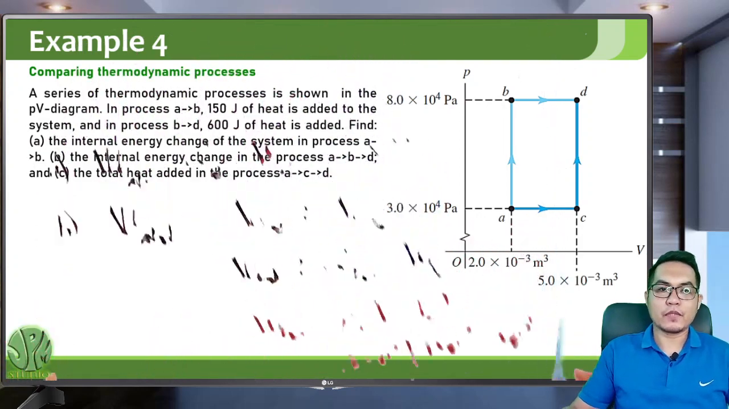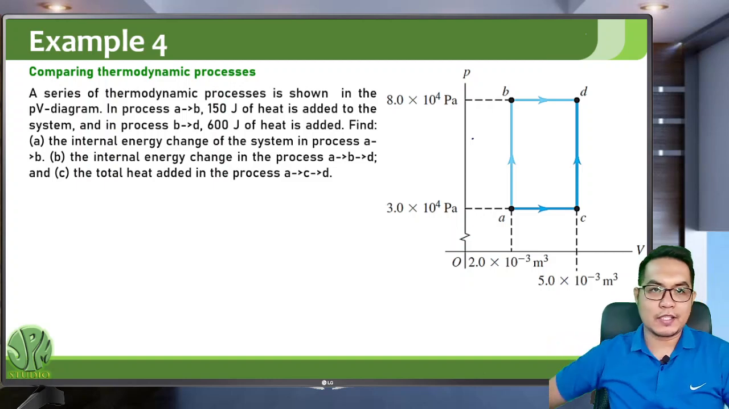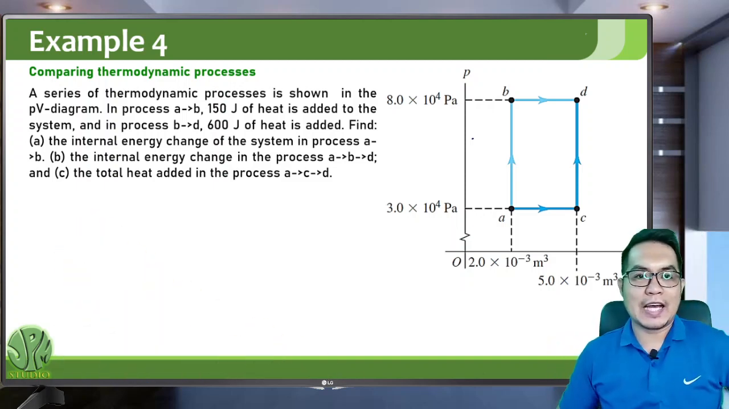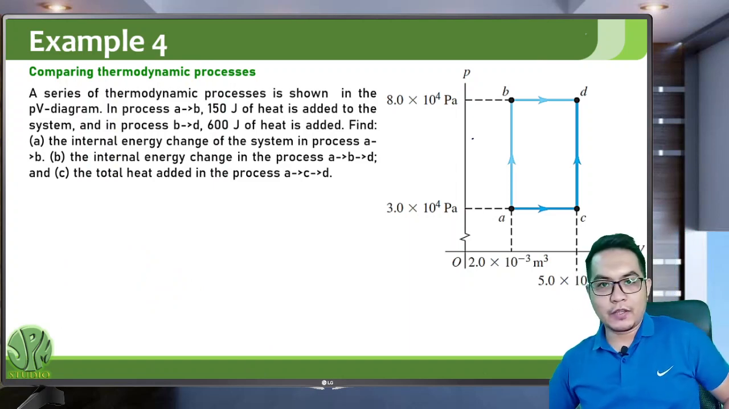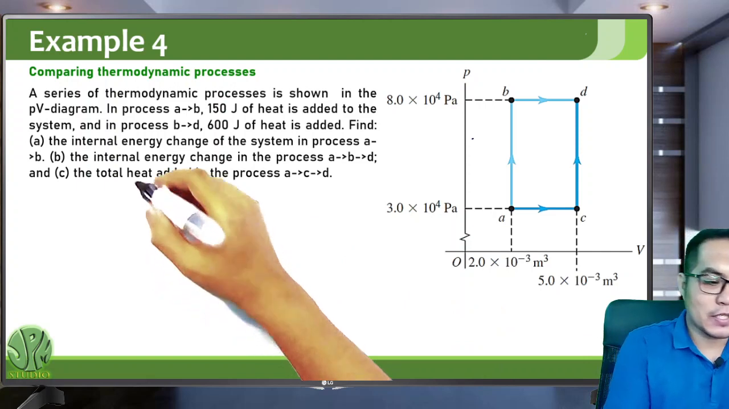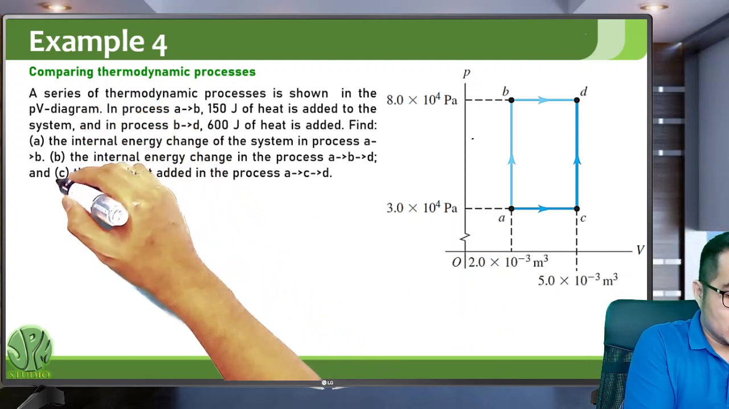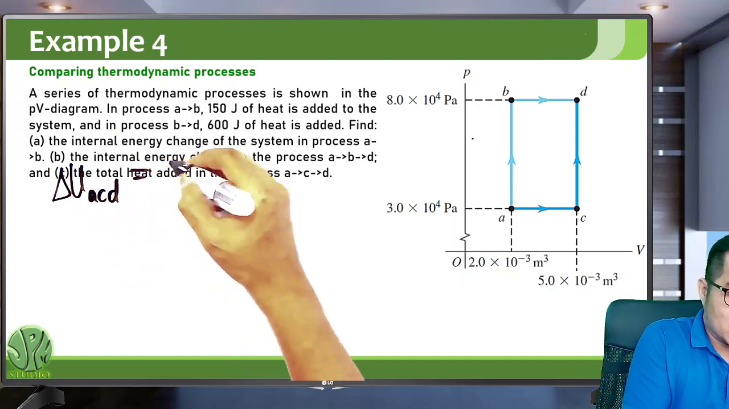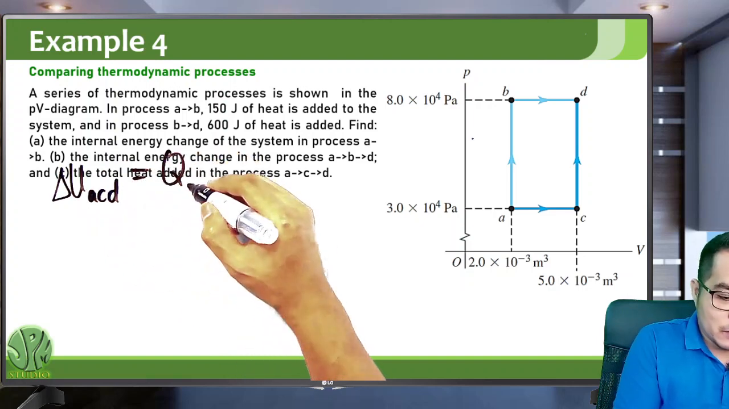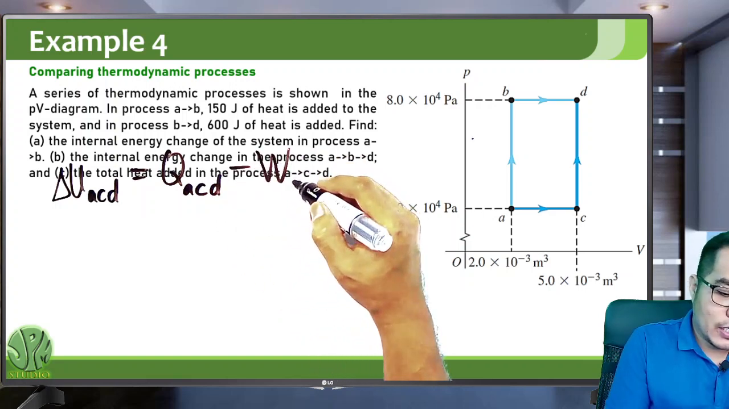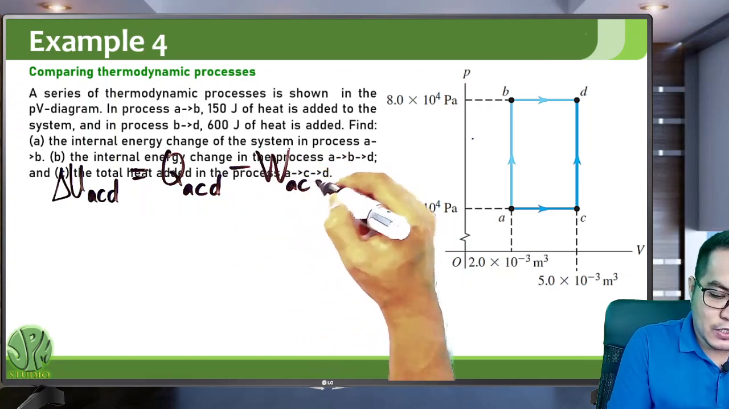Okay, so let's now go to letter C. In letter C, we are asked to find the total heat added in the process A to C to D. So the change in internal energy from A to C to D is the total heat added in the process A to C to D minus the work done from A to C to D.